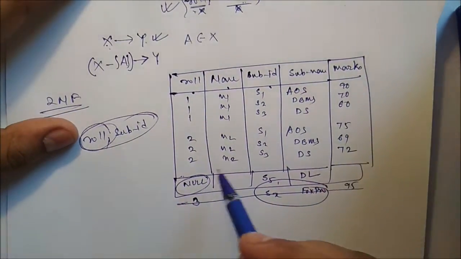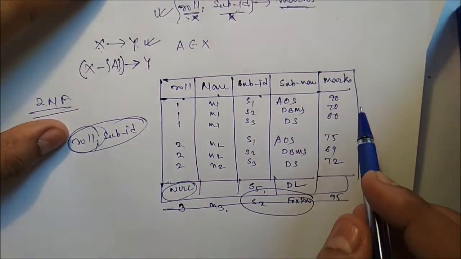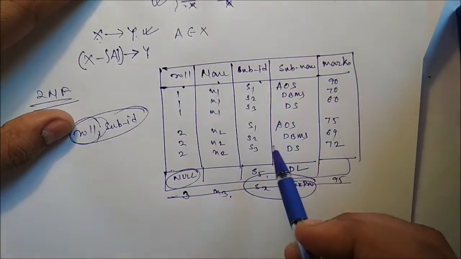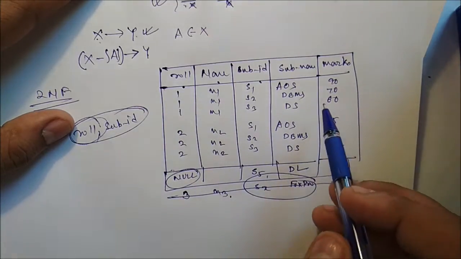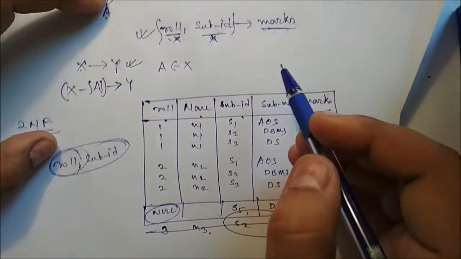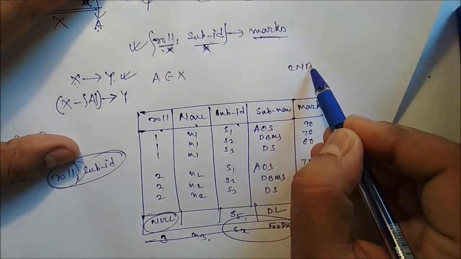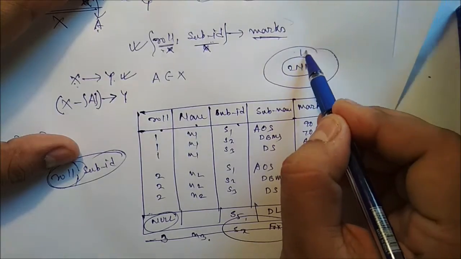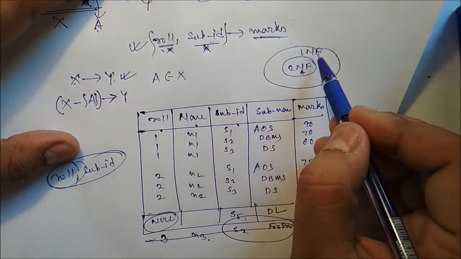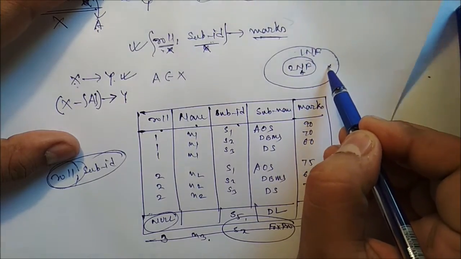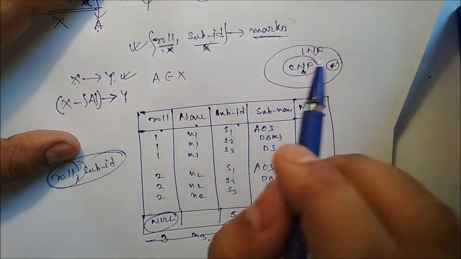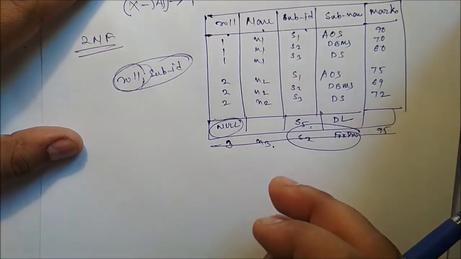To convert this table into 2NF, remember one thing. Here all the entry values are simple and single. That means it is in 1NF. That means if a database is in 2NF, it is already in 1NF. That means if you are here, you are in 2NF as well as in 1NF. But if you are here, you are in 1NF but not in 2NF. Okay, so how do we get 2NF?